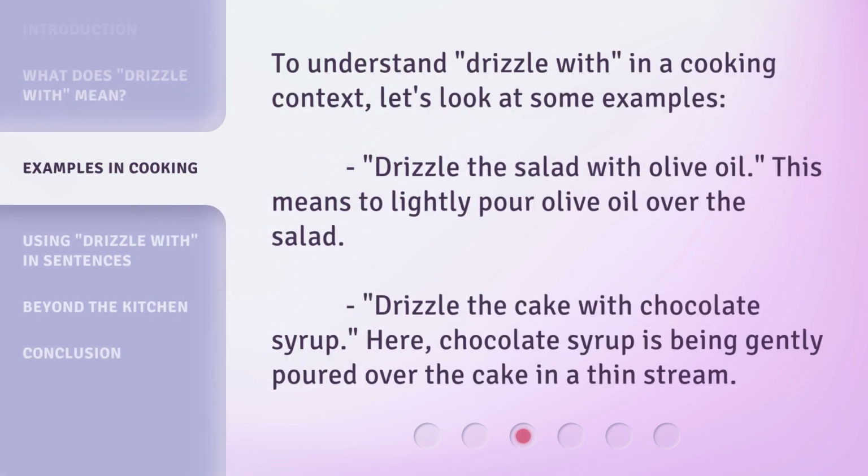To understand drizzle with in a cooking context, let's look at some examples. Drizzle the salad with olive oil. This means to lightly pour olive oil over the salad. Drizzle the cake with chocolate syrup. Here, chocolate syrup is being gently poured over the cake in a thin stream.